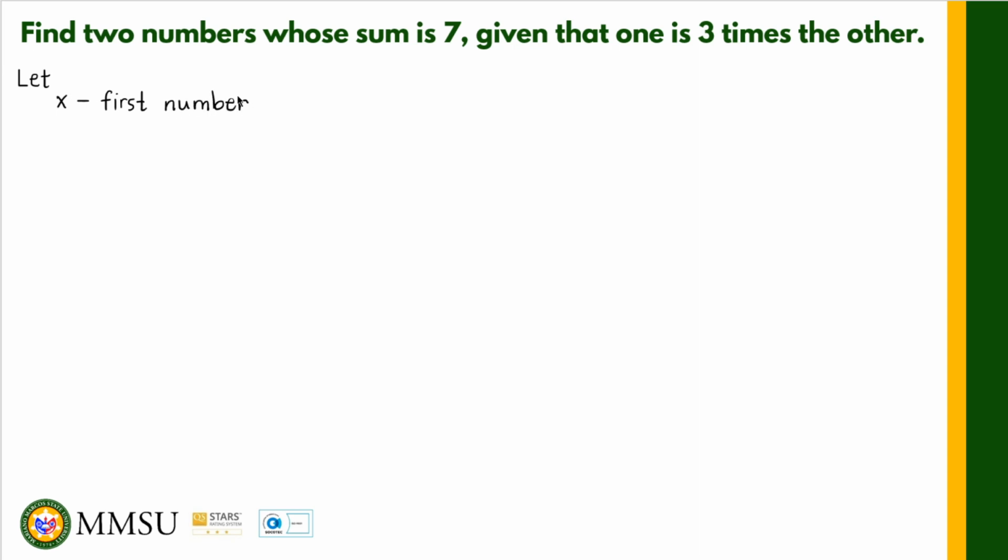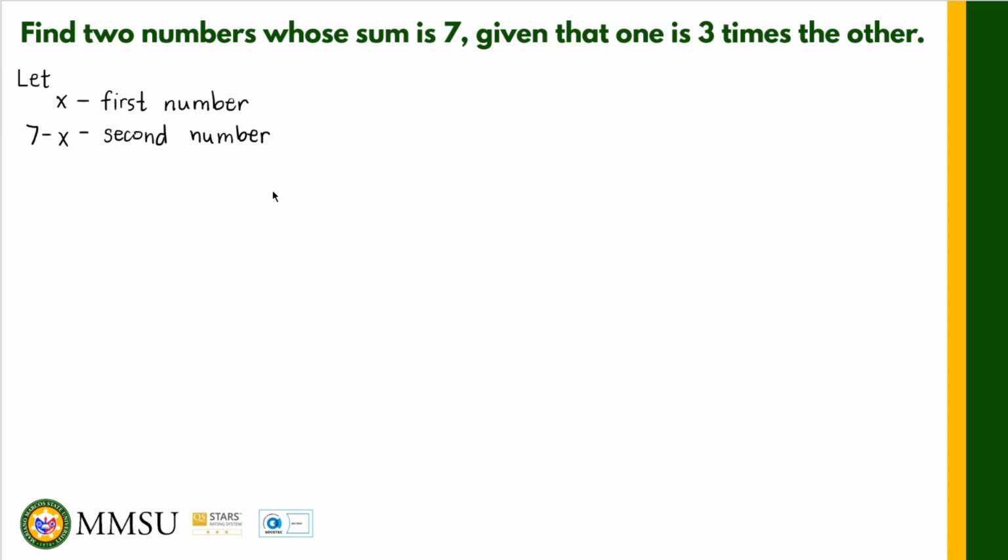And we shall use one of the statements in the problem to come up with the mathematical expression to denote the second number. So let us look at the statements. Find 2 numbers whose sum is 7. So if the first number is x, then the second number is 7 minus x, considering that their sum is 7. So 7 minus x, this is the second number.